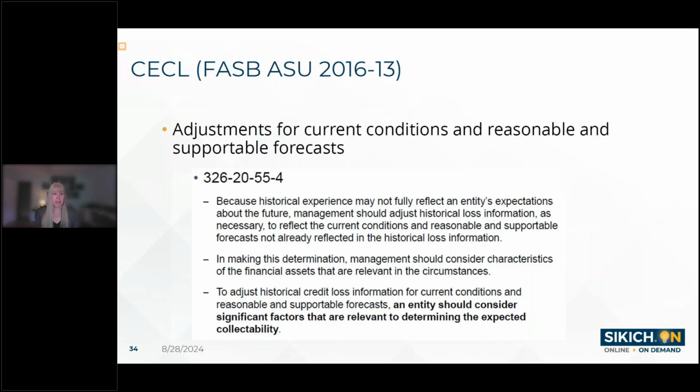This is right from the codification. It says this is the rationale for our new way of estimating, because historical experience may not fully reflect expectations about the future. Management needs to not only consider historical information, but that needs to be adjusted by current conditions and reasonable and supportable forecasts. So in making the determination, management needs to decide what current conditions, what reasonable and supportable forecasts, what information do they need to consider that is relevant to determining the expected collectability. Next slide.